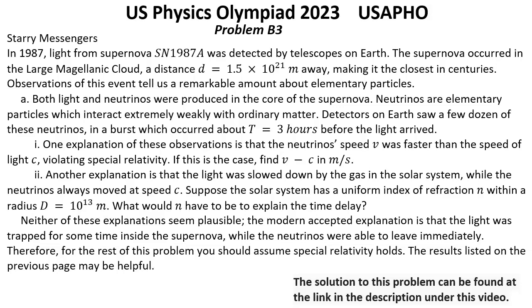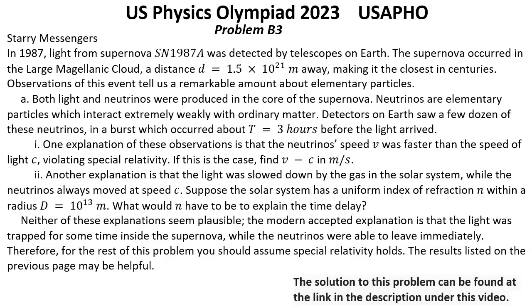US Physics Olympiad, year 2023, USAPhO final round. Problem B3. Starry messengers. In 1987, light from supernova SN1987A was detected by telescopes on Earth. The supernova occurred in the Large Magellanic Cloud, a distance d equal 1.5 times 10^21 meters away, making it the closest in centuries.